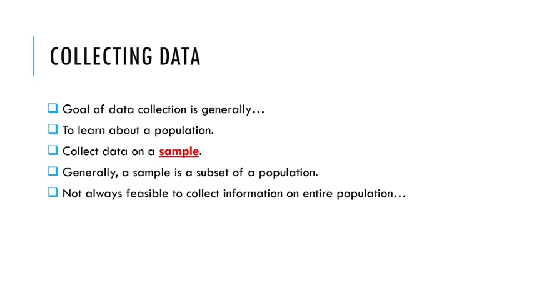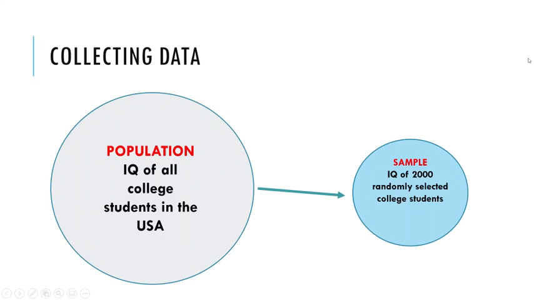And why? Again, because it's not always feasible to collect information on an entire population, especially if we're talking about all males under 50 residing in the United States. So keep in mind that even if a population is finite, like all men under 50 living in the USA, that is a finite population, right? It's not infinite, but it's still probably prohibitively large.